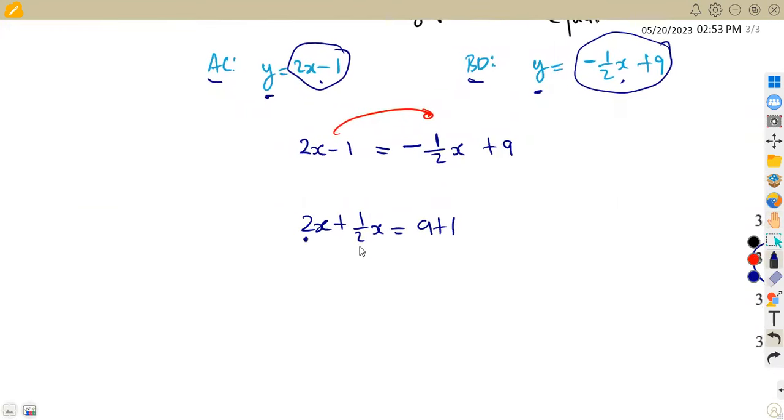2x plus half x. This is 2 plus half from your calculator. 2 plus a half, that is 5 over 2 x, which is equal to 10. Or this can be 2.5 or 5 over 2. So you can divide by 2.5 or by 5 over 2 both sides, so that we can obtain the value of x since we are multiplying. So x is going to be equal to 4 if we simplify properly.